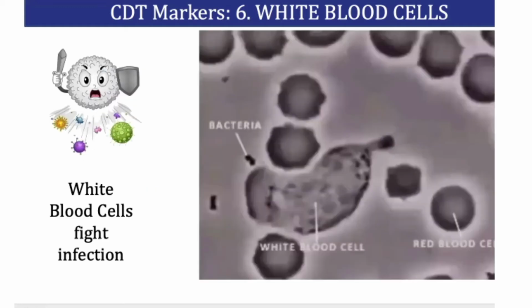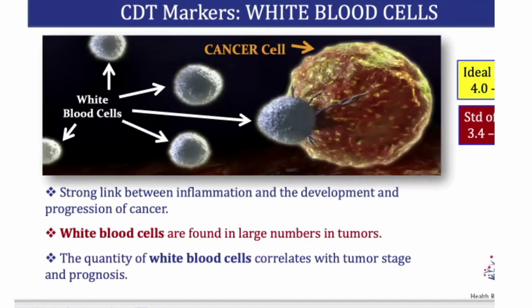So here's a little picture showing a little white blood cell enveloping a bacteria. I'm not going to show that today, but I'll put that link out there. But really, they're attaching themselves to a variety of different insults, from cancer to pathogens to parasites, particularly the microscopic parasites. So there's a strong link between inflammation, development, and progression of cancer. White blood cells are found in large numbers in tumors. I almost said tuna. I must be hungry.